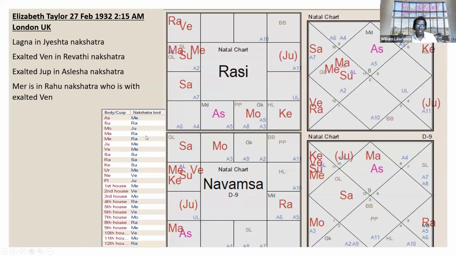Okay, Elizabeth Taylor said very different. Her Lagna rising is Jyeshta. How come Jyeshta rising? It is very good. Look at the trinal nakshatra. You know who's sitting in the trinal nakshatra? Okay, Shukra. So 1, 5, 9 are ruled by Mercury. So you can see exalted Venus sitting in Revati, and you have Jupiter sitting in Ashlesha.